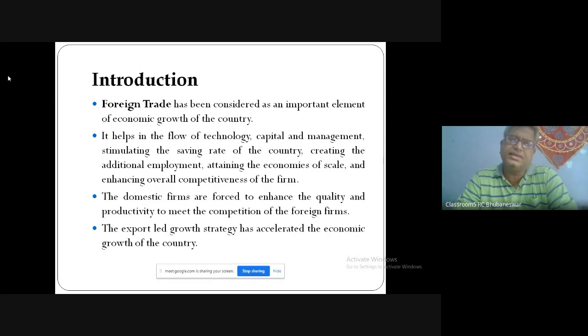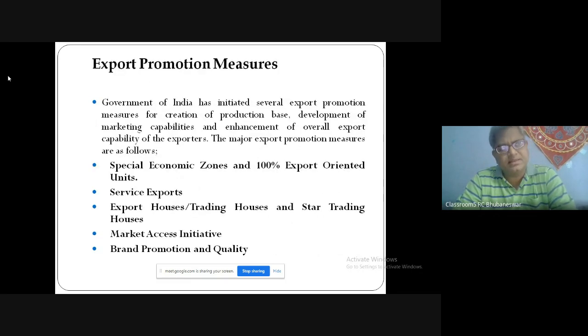My point is that foreign trade is also an important aspect in the international business scenario. For the promotion of foreign trade, some export promotion measures have to be undertaken. The government of India is also initiating export promotion measures for the creation of a production base or market capability, or to enhance the capability of the exporters. There are also special economic zones. In a special economic zone, 100% export units are to be established, and in a special economic zone, the government norms are also relaxed, and there are service export units.